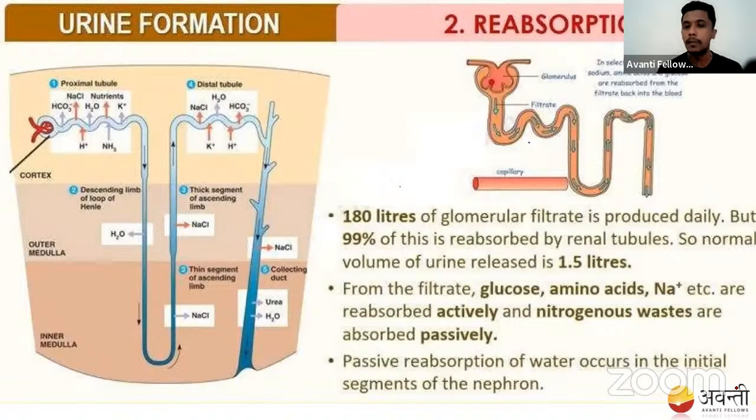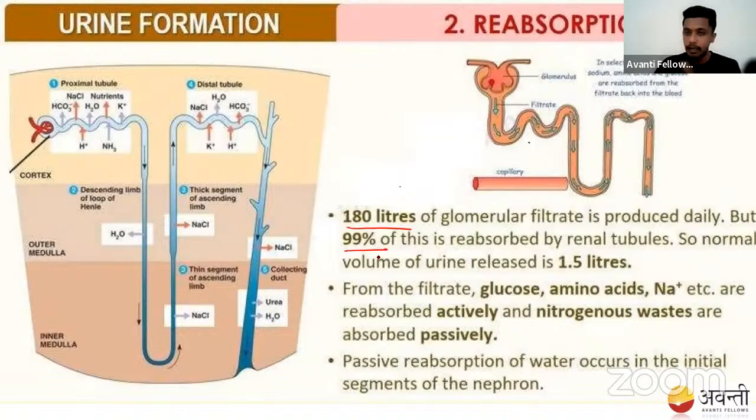So that is why, out of this 180 liters of the blood that is filtered, it has to undergo a series of reabsorption. Okay. Reabsorption is where all the essential things are taken back into your blood circulatory system, and the non-essential things are concentrated and excreted as urine.